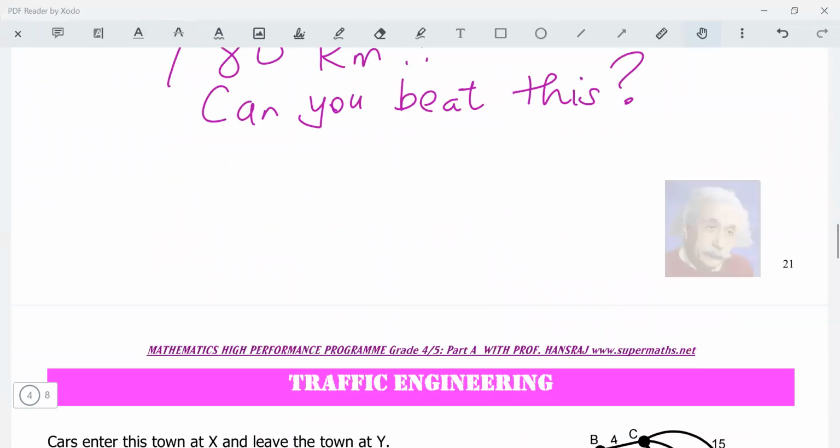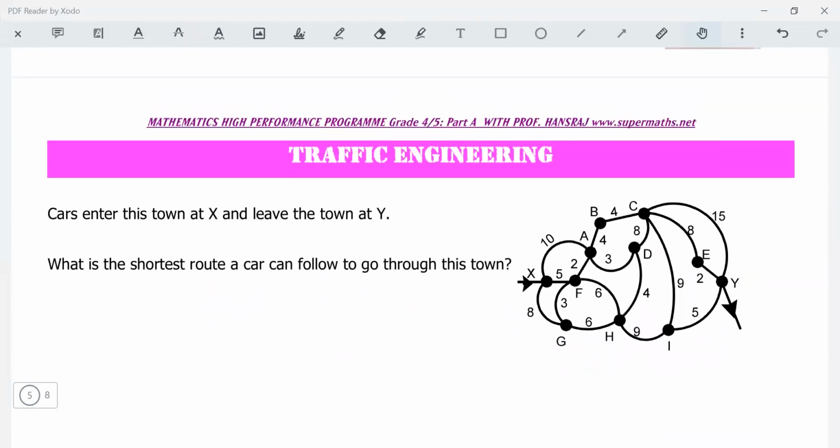Okay. In the meantime, we go to another one, traffic engineering. Very similar problem. Cars enter this town. This is the map of a town. Cars come in at X and they leave at Y. Right? And they can follow any route here to get to Y. What is the shortest route a car can follow to go through this town? Okay, so again, you got to experiment and see how well you can do this. What's the best possible result you can get?